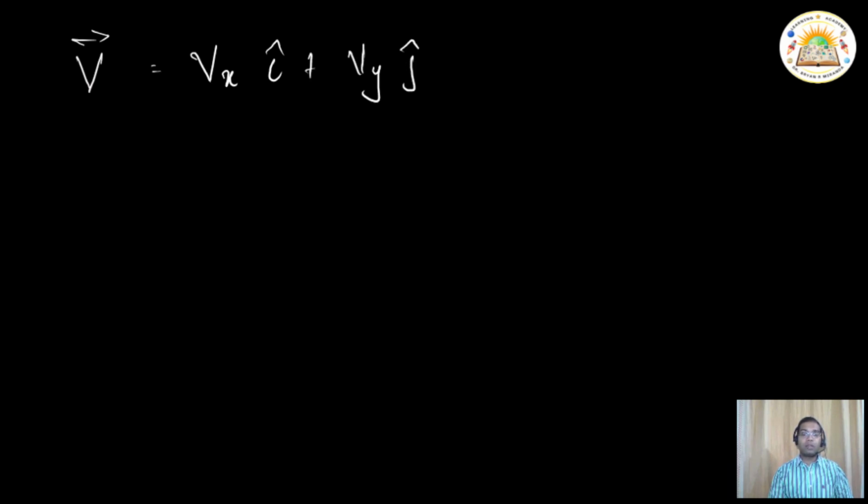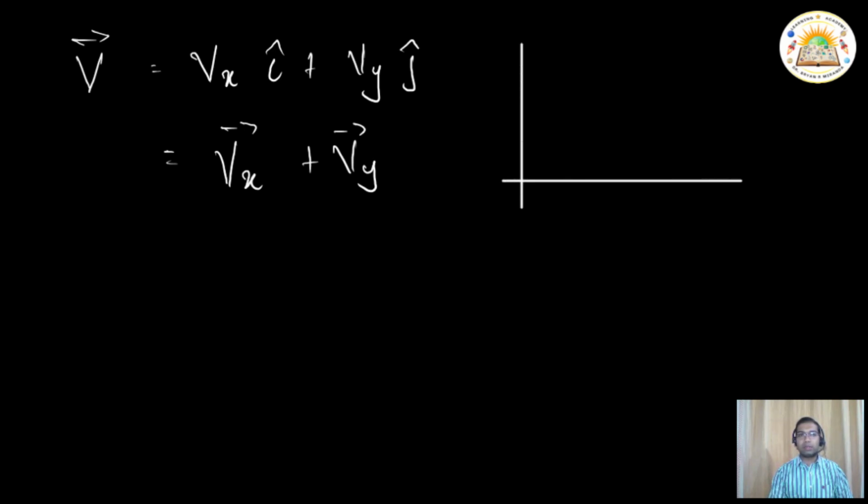Now we have done this process previously also to find the angle between two vectors. Which two vectors? Vx vector plus Vy vector. So if I take the two axes and if I'm going to put my vector here, this is my V vector, I will have this as Vx and this as Vy.